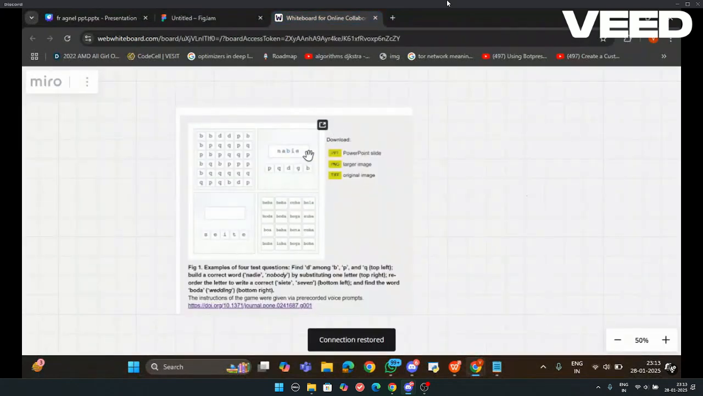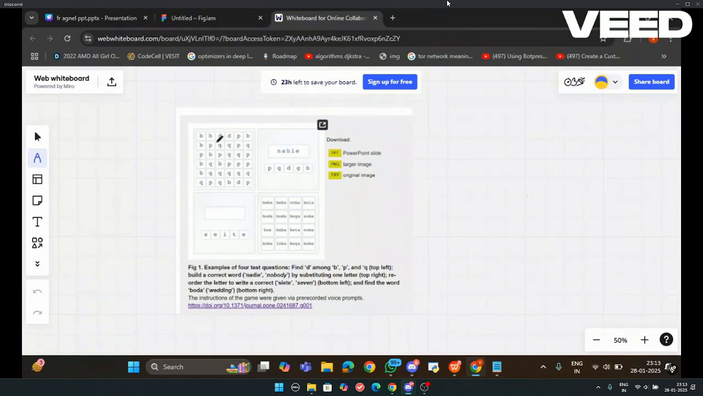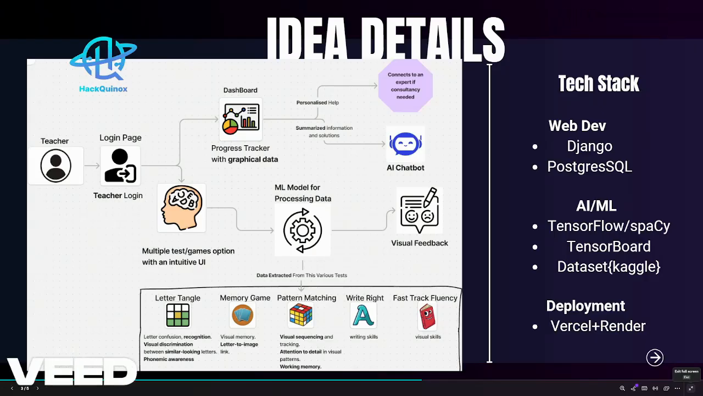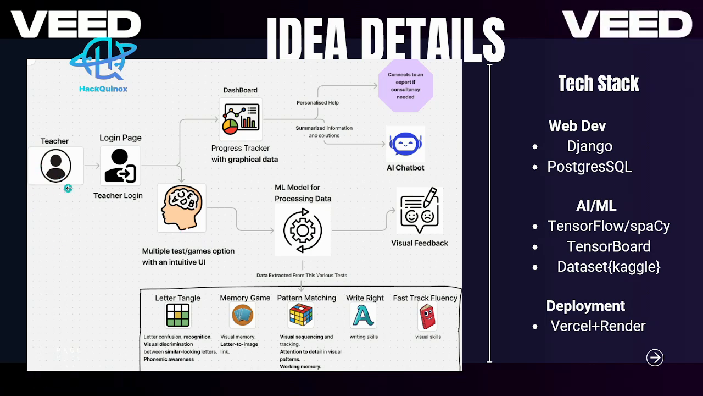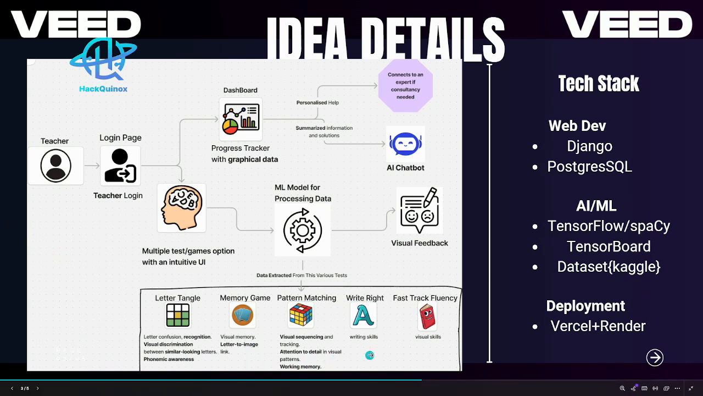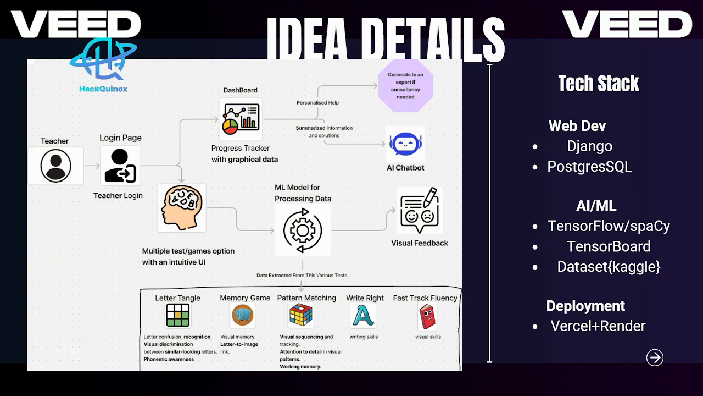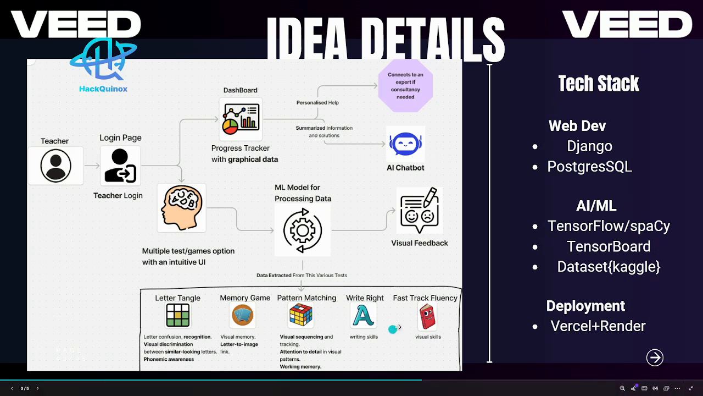One example of the game is this, wherein you can see various letters which look very similar are given and the child has to identify the correct letter. We are proposing the following implementation. If a teacher suspects a student has dyslexia, she can implement the following games. Games such as Letter Tangle, memory game, pattern matching, writing, and fast track fluency would help determine the status of the child. Our machine learning models process the data and provide visual feedback.